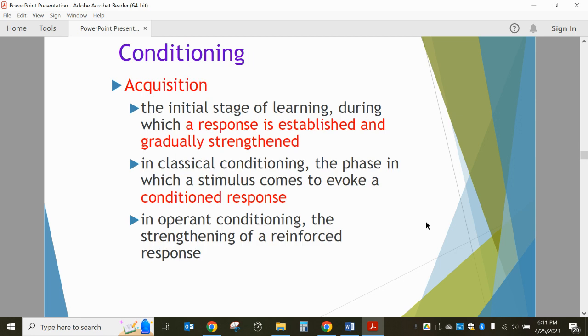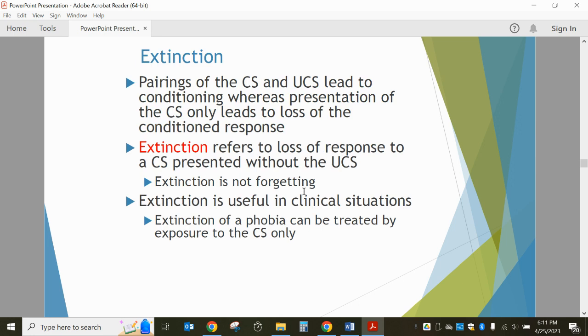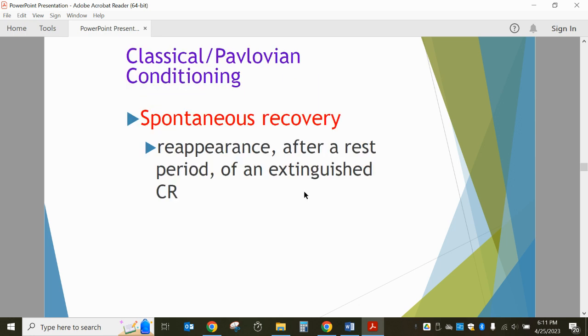Different names of things along the way in the process. Acquisition is what we call it when the response was first established. So the first time the dog started to salivate to the bell alone, that was acquisition. If we stop pairing those things together over time, that conditioned response will go away, and we call that extinction. So when an unconditioned stimulus no longer follows a conditioned stimulus, that's called extinction.